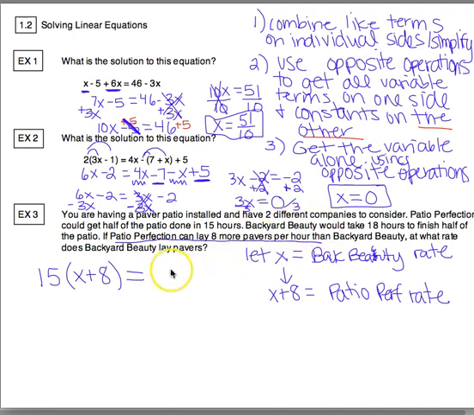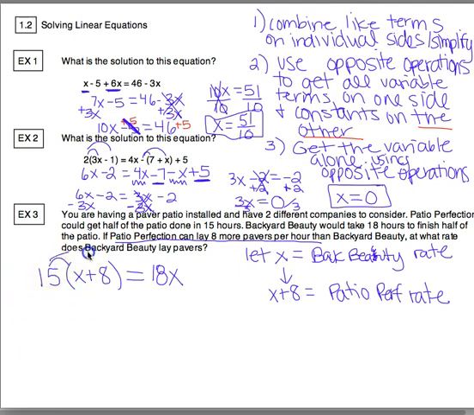Backyard Beauty, the time is 18, multiplied times its rate, which is just x. So I want you to see how this is set up because, again, very similar to what you see on the quiz. Time multiplied by the rate equals the total. Total for Patio Perfection equals the total for Backyard Beauty. So now, because I let my variable stand for what I'm looking for, all I have to do is solve this equation using my 3 steps that I've been using.